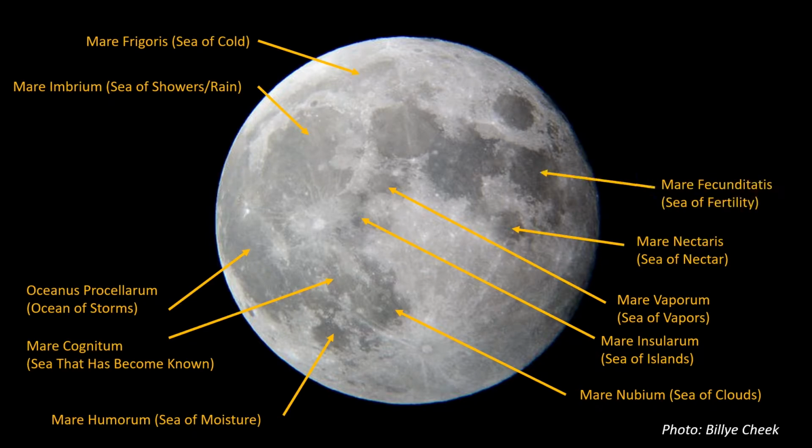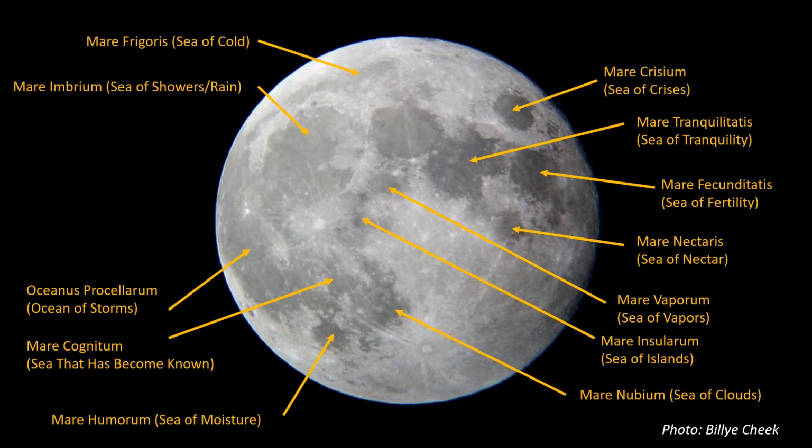of nectar, Mare Fecunditatis, the sea of fertility, Mare Tranquillitatis, the sea of tranquility, Mare Crisium, the sea of crises, and Mare Serenitatis, the sea of serenity. Some of these you may already be familiar with, and others not so much, but that's okay, you can always learn something new.